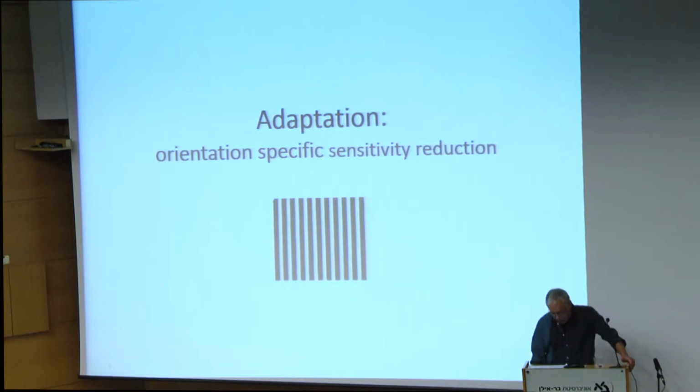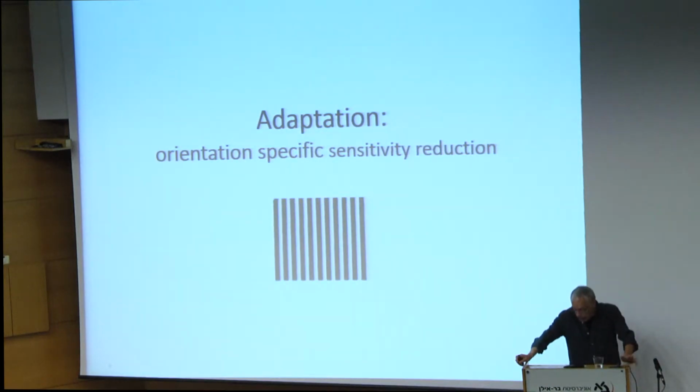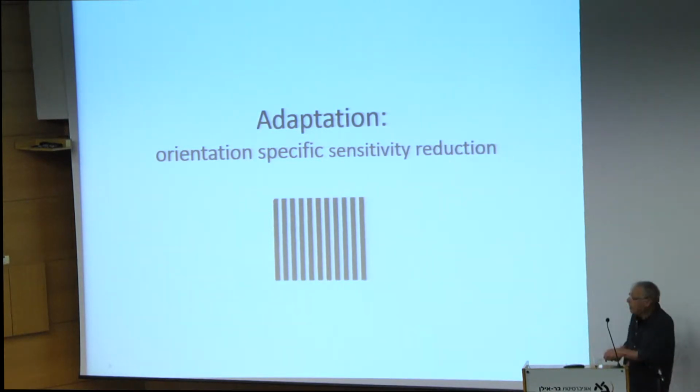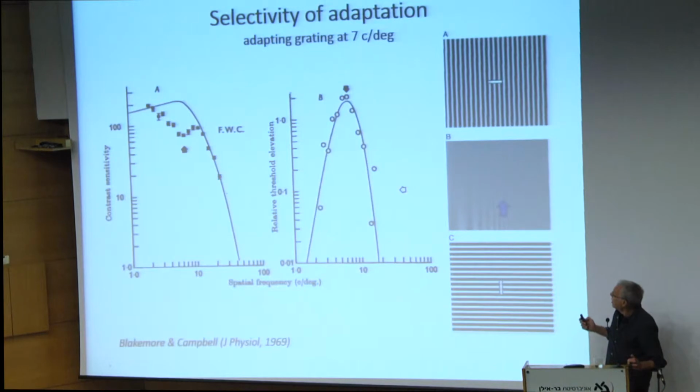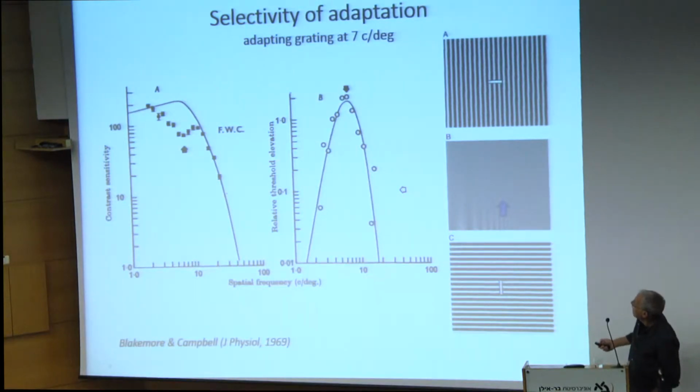So what I mean by adaptation in the context of this talk is orientation-specific sensitivity reduction. And this goes back many years, maybe 50, 60 years, to the work of Fergus Campbell and Colin Blakemore. You are exposed to these types of gratings, and after a few minutes you test sensitivity. This is the contrast sensitivity function, human subject, Fergus Campbell here. This is before adaptation, and after adaptation we get this reduction of sensitivity around the adapted frequency.